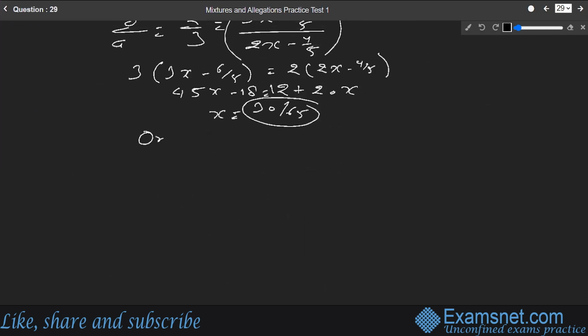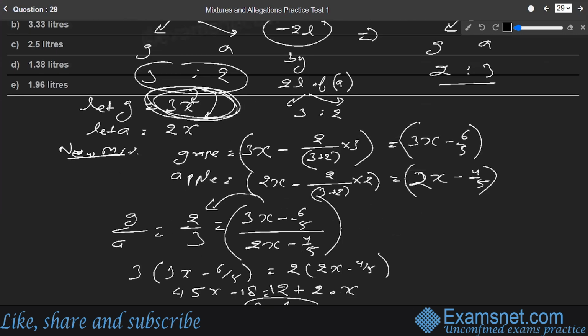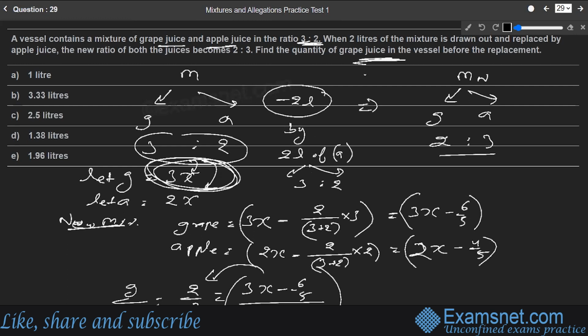So the original grape juice content was nothing but 3 into the x value, that is 30 by 65. If we solve this further, this comes out to be 1.38 liters of grape juice available initially. So that becomes the right answer. Initially, there was 1.38 liters of juice available in the vessel, and that is available in option number D, and is the right answer.